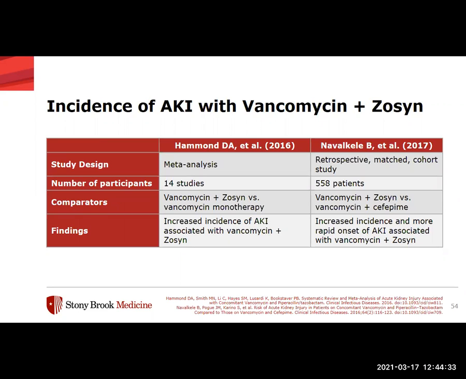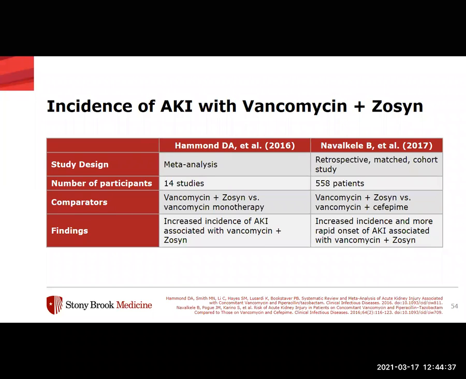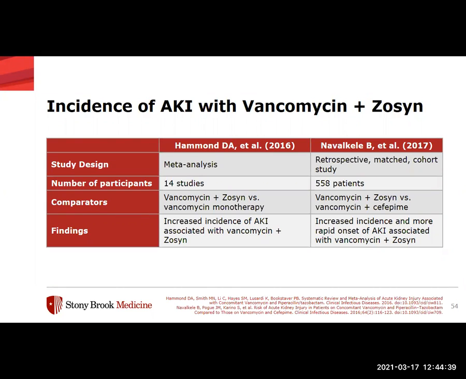So as I said before, vancomycin may accumulate and lead to acute tubular necrosis and glomerular destruction, while the piperacillin component of Zosyn likely causes acute interstitial nephritis, like we talked about before with the beta-lactam class. And this combination of mechanisms is ultimately what causes nephrotoxicity.